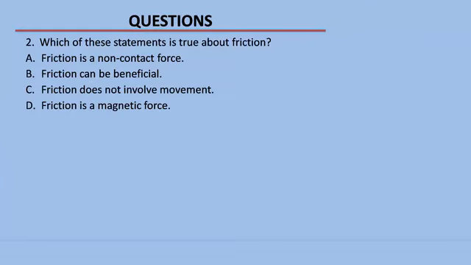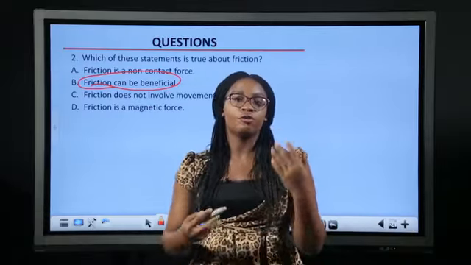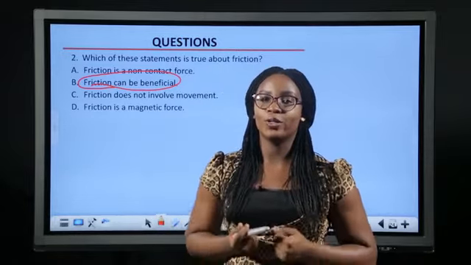The second question: which of these statements is true about friction? A, friction is a non-contact force. B, friction can be beneficial. C, friction does not involve movement. D, friction is a magnetic force. The correct answer is B, friction is beneficial to us. It is what helps us to move, run, drive, and hold objects.